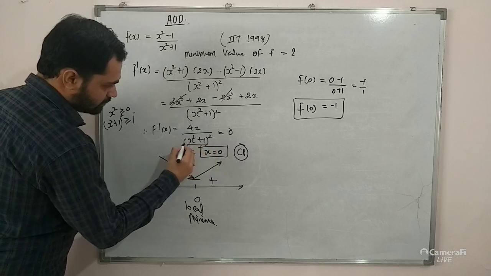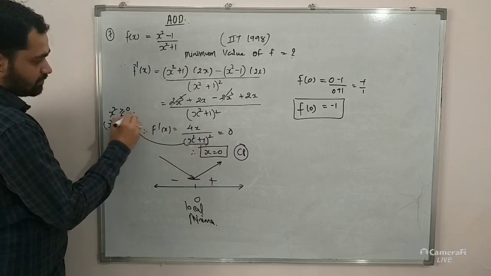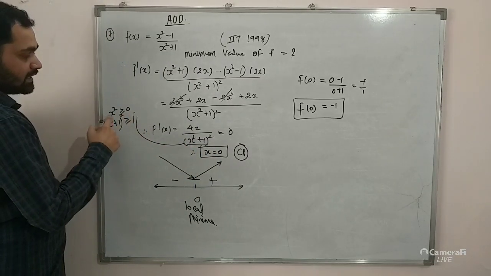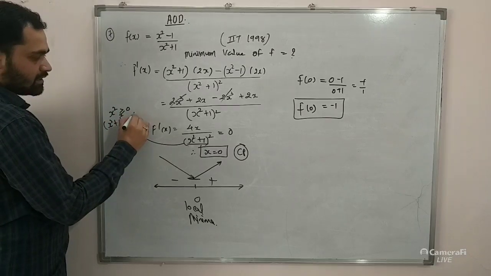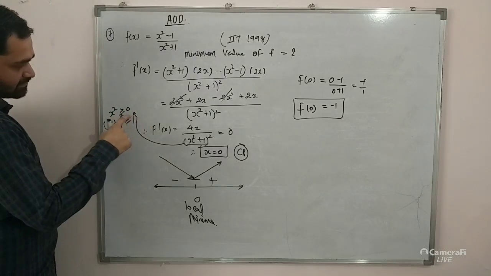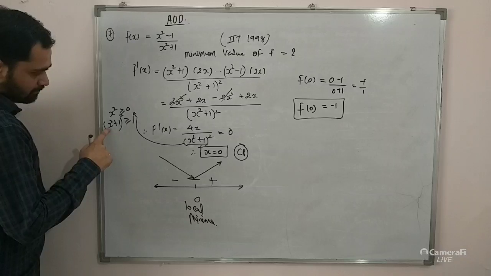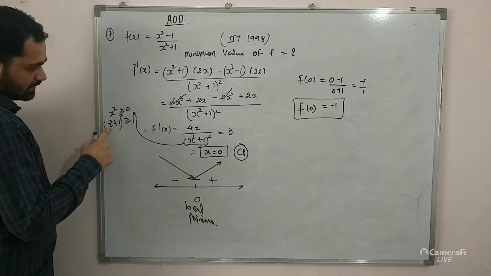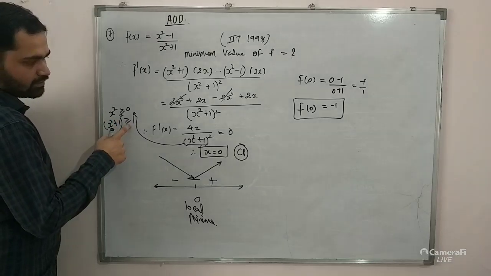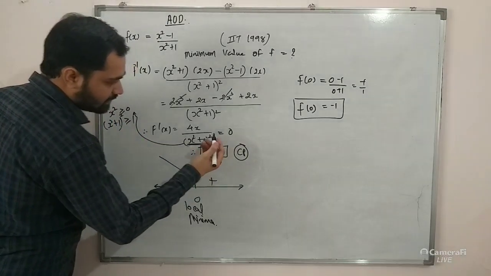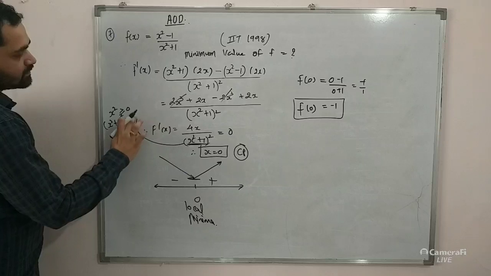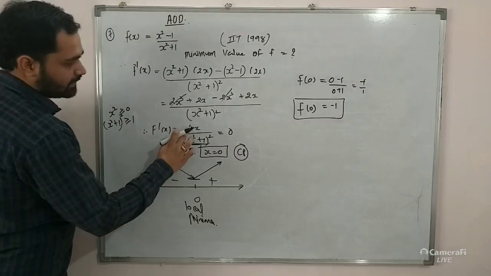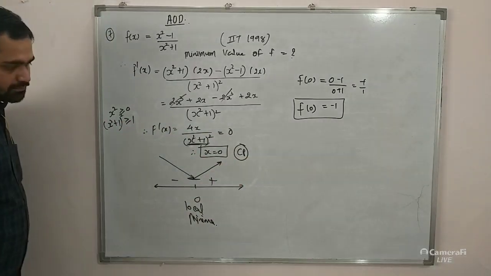Look here, x square plus 1. X square is greater than or equal to 0. By adding 1 on both sides, we get x square plus 1 is greater than or equal to 1. It means (x square plus 1) square is also greater than or equal to 1. So the denominator never becomes 0, and the critical point is only in the numerator and it is 0.